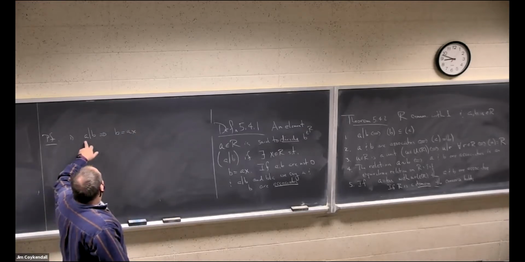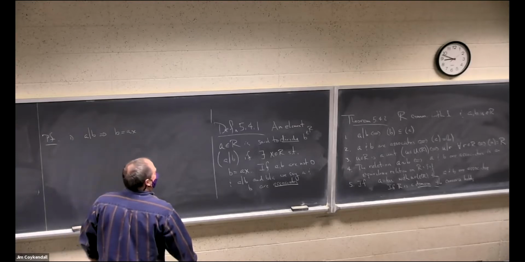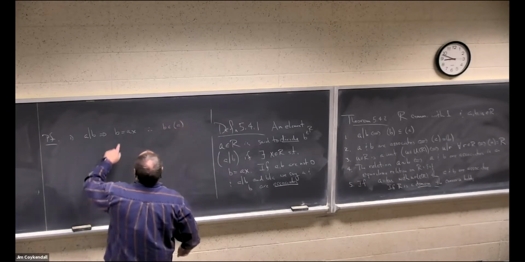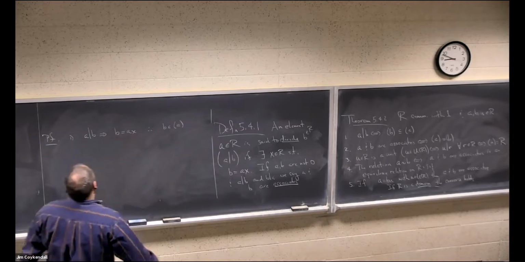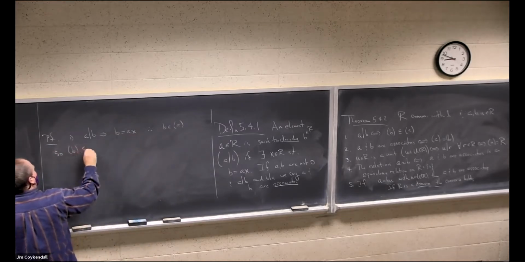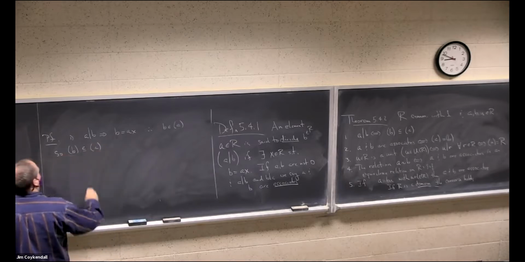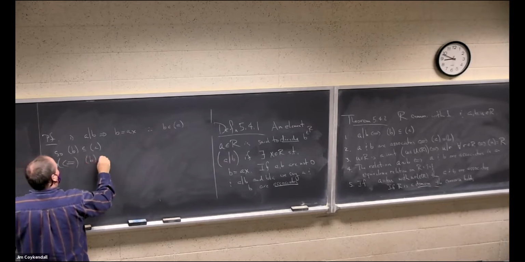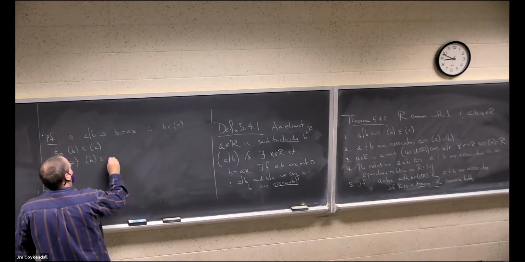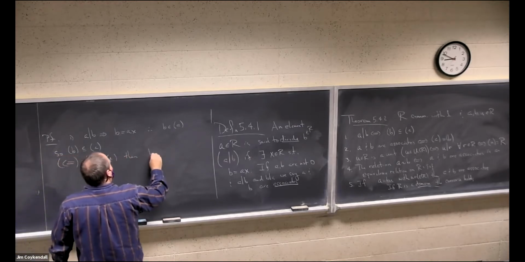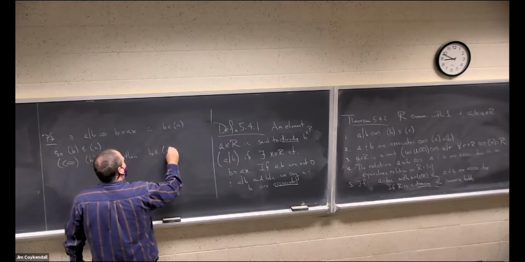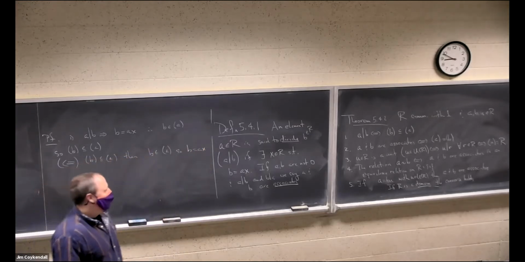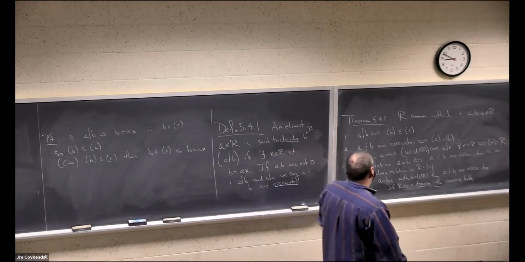Let me sketch out some of this to finish up today. If A divides B, that means B equals AX. Therefore, B is in the ideal generated by A because it's X times A. And conversely, if the ideal B is contained in the ideal A, then B is a multiple of A. This is kind of the theme of the proof.